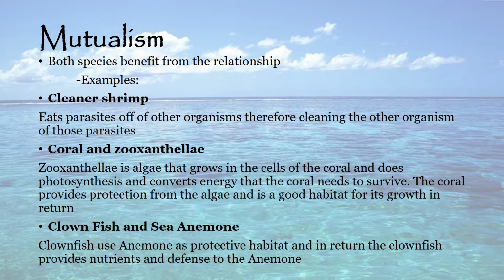And then another really good example is coral and zooxanthella, an algae that grows in the cells of the coral, and it does photosynthesis, and it converts the energy from photosynthesis and gives it to the coral. So the coral needs that energy to survive, and the algae gets to survive in its habitat in the coral, and it gets protection, and it's a good mutual relationship for them.